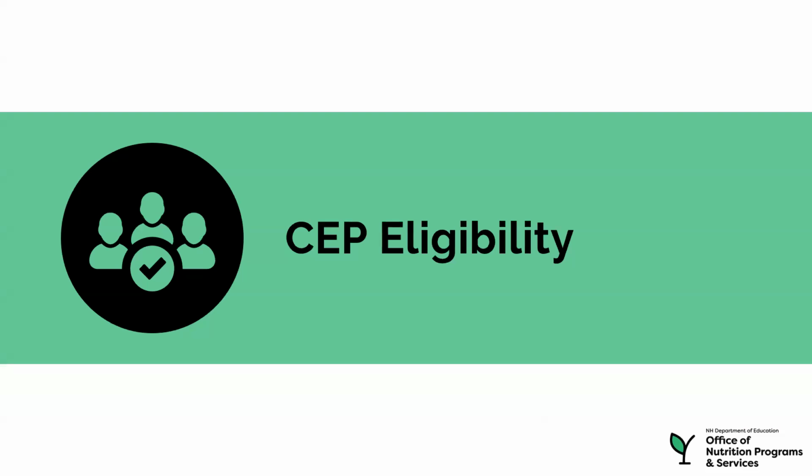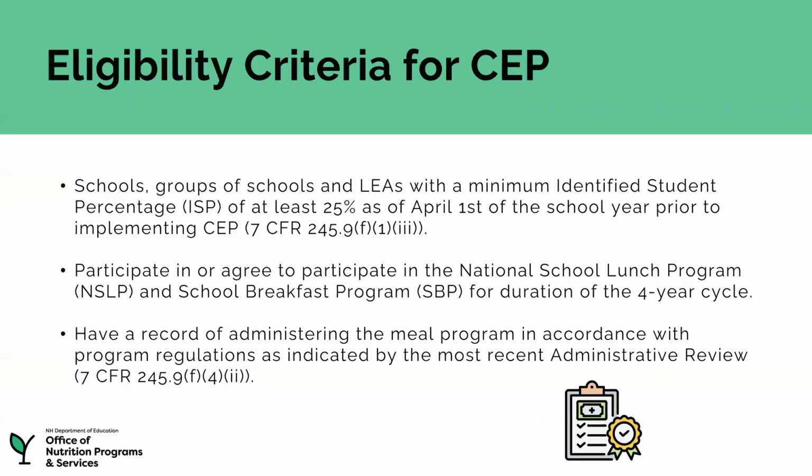So now we'll get into how your district or your school can be eligible for CEP. Schools, groups of schools, and LEAs with a minimum identified student percentage, so ISP, of at least 25% as of April 1st of the school year prior to implementing CEP are eligible to apply. The LEA must participate in or agree to participate in the National School Lunch Program and School Breakfast Program for the duration of the 4-year cycle and have a record of administering the meal program in accordance with program regulations as indicated by the most recent administrative review.